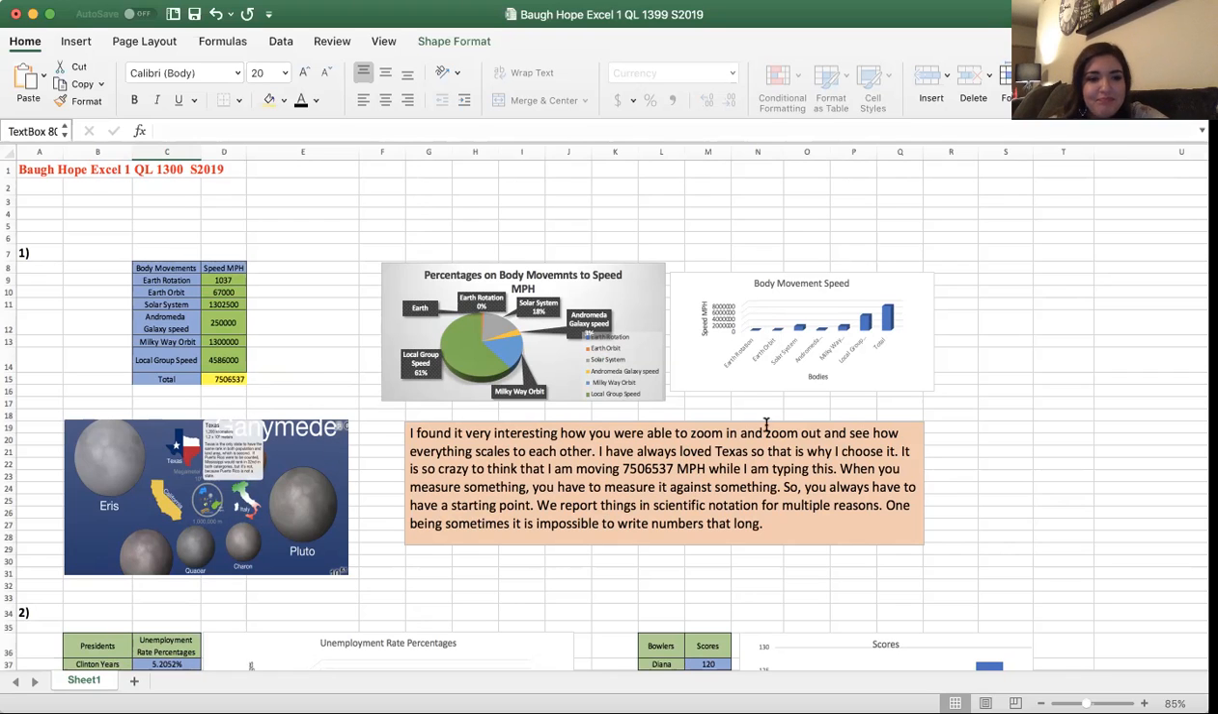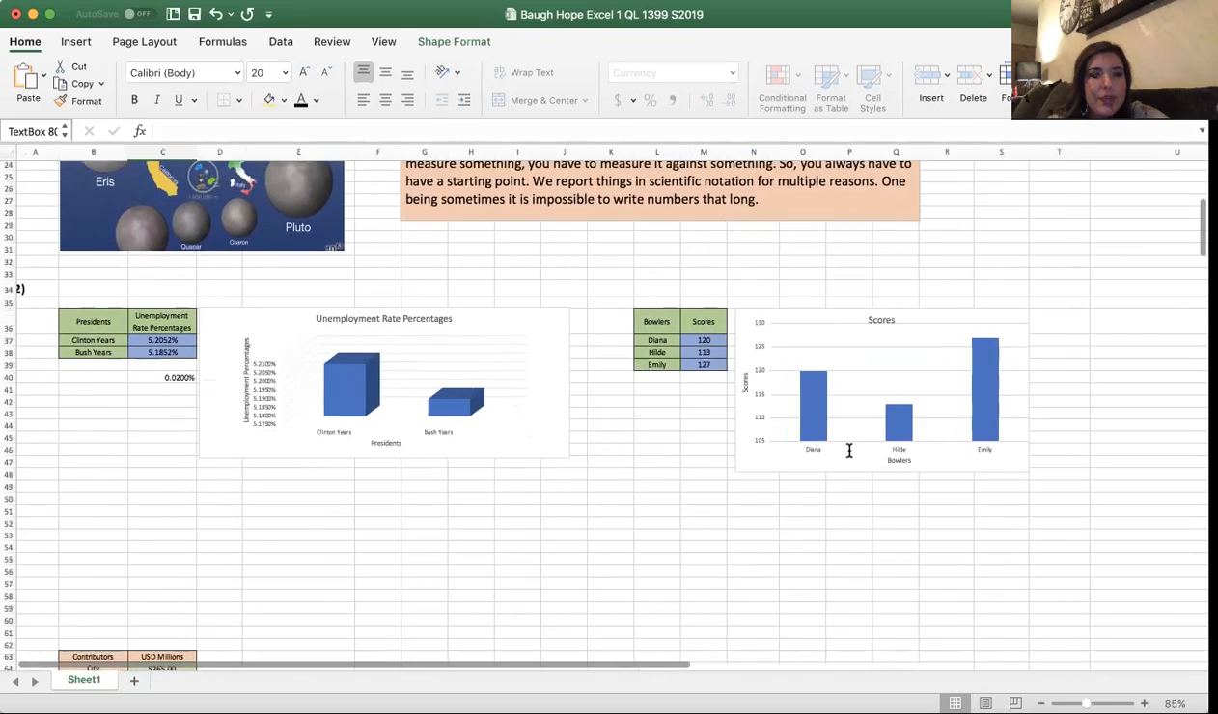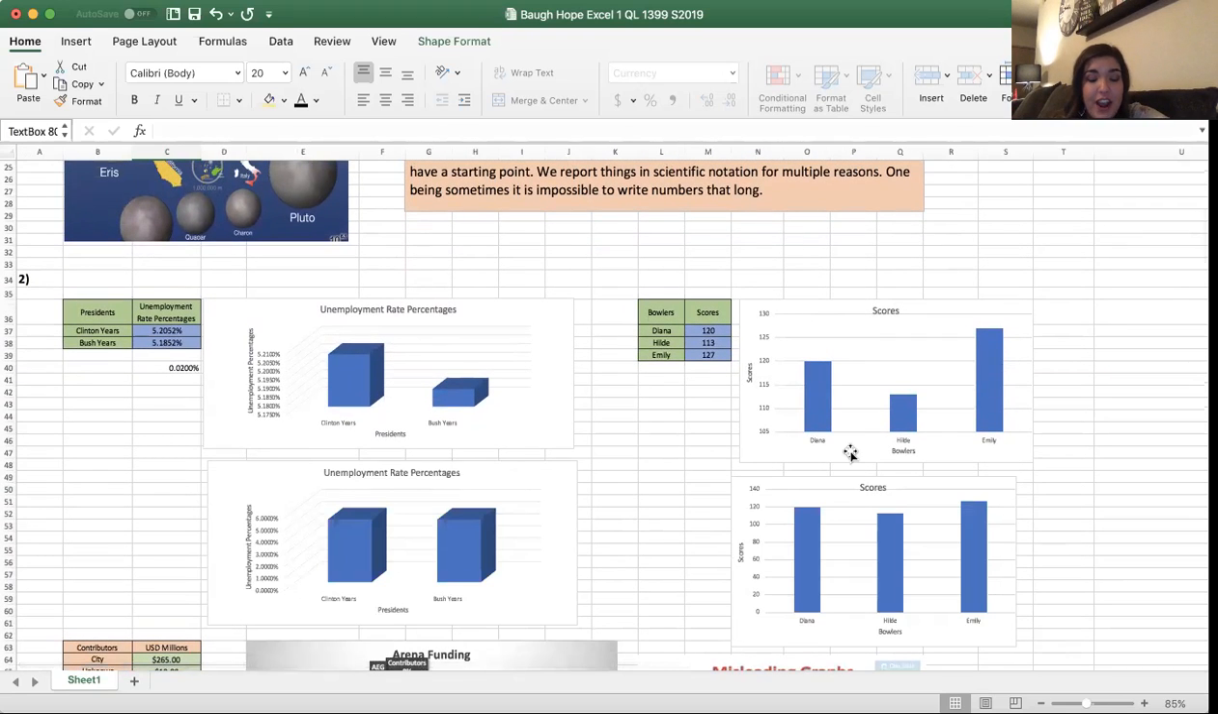So moving on to number two, when I first saw this graph, I thought there was a big difference between the unemployment rates between Bush and Clinton. But when you break it down into these graphs, you can see that it really wasn't. It wasn't even 1%. Maybe it was 0.1, but it wasn't even a whole percent difference. And so it's very interesting to see how misleading it can be.